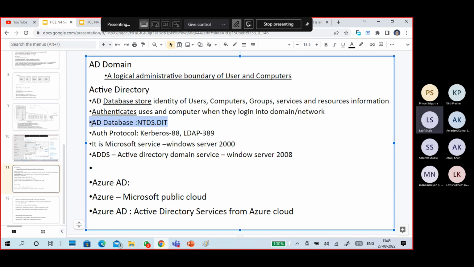The Active Directory database name is NTDS.DIT. I think I didn't explain why. NT always stands for New Technology.